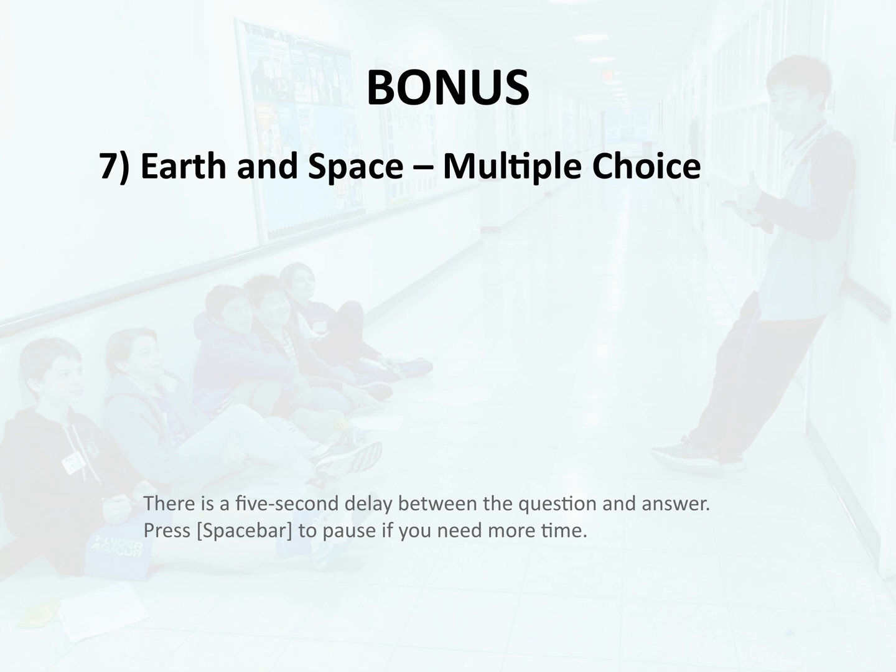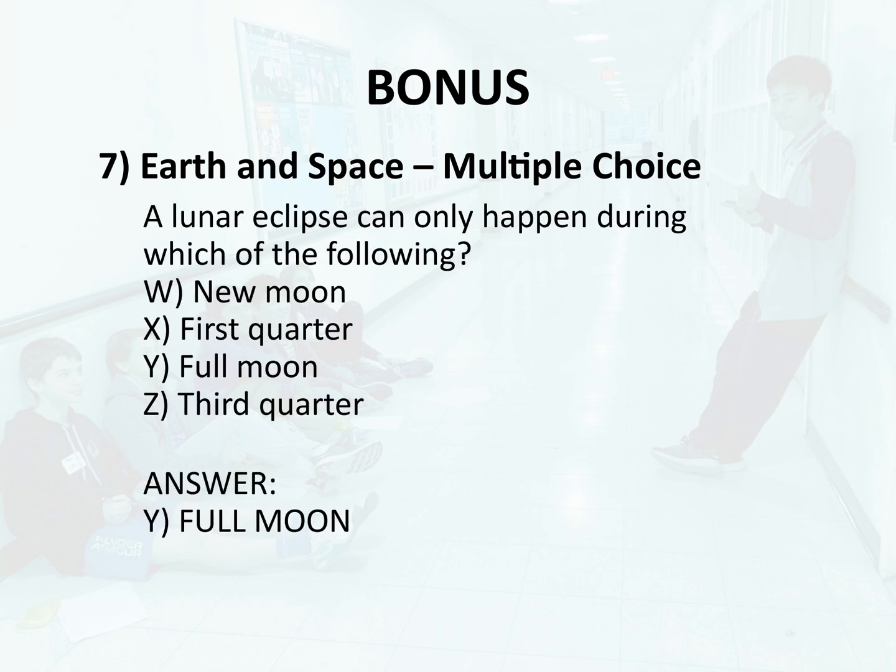Bonus 7. Earth and space, multiple choice. A lunar eclipse can only happen during which of the following? W. New moon. X. First quarter. Y. Full moon. Z. Third quarter. Answer. Y. Full moon.